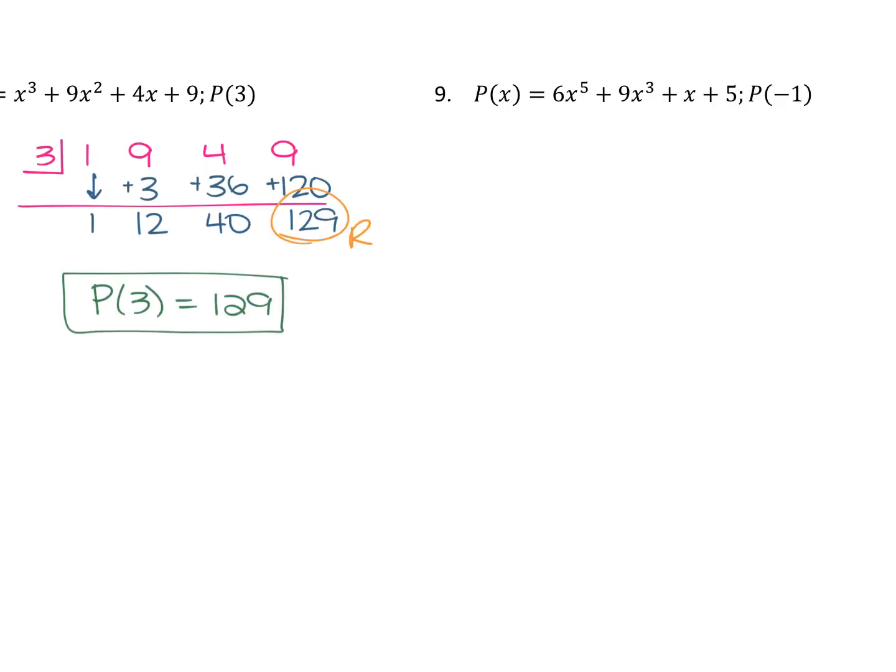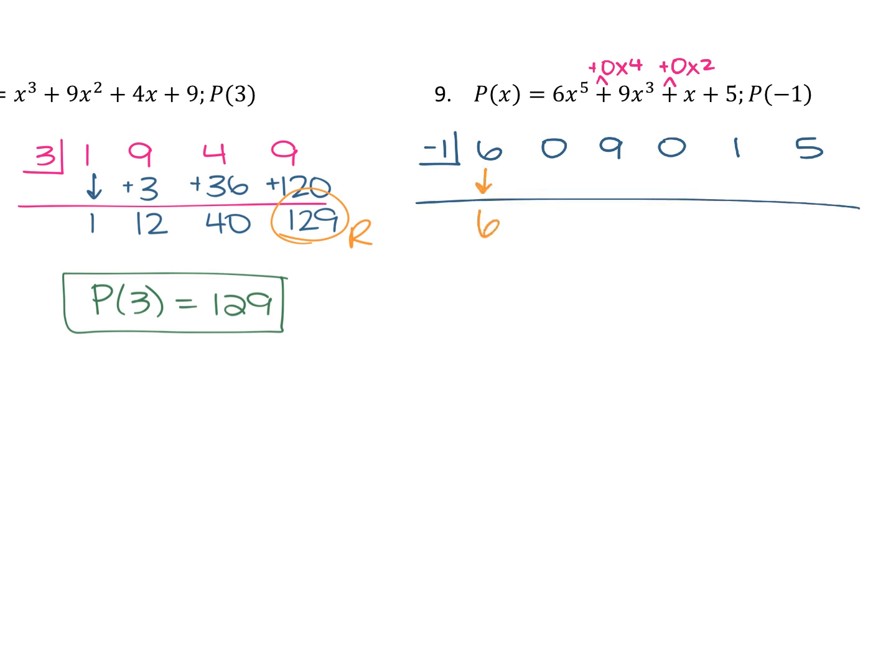For your last one, you're given p of x is equal to 6x to the 5th power plus 9x cubed plus x plus 5. You're told to find p of negative 1. For this one, you're missing the x to the fourth power, so we're going to add in a 0 x to the fourth. You're also missing the x squared, so we'll add in a 0 x squared. That means the negative 1 is going to go on the outside. On the inside, you're going to have 6, 0, 9, 0, 1, and 5.